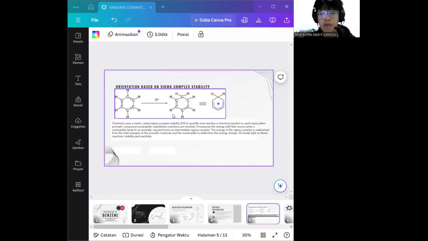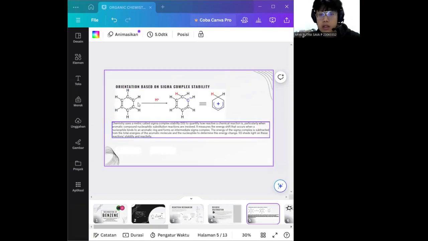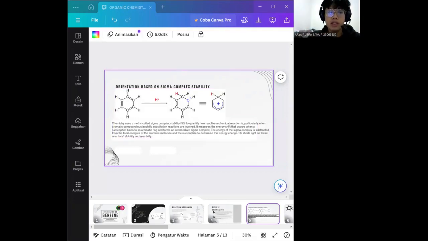The sigma complex is not as stable as the original benzene molecule due to the disruption of aromaticity, so aromaticity plays a huge role in it. However, it is stabilized to some extent by the delocalization of the positive charge over the ring. And the more stable the sigma complex is, the faster the reaction will proceed. So probably if your sigma complex is very stable, the reaction will not be seen at all, or I don't know.